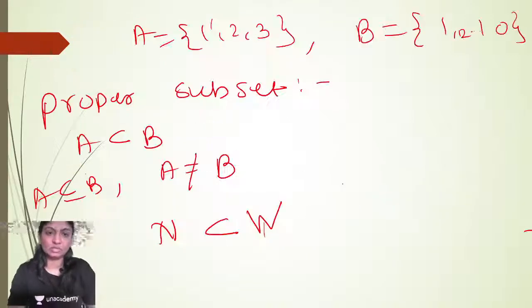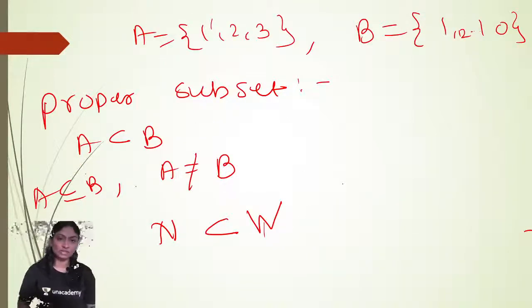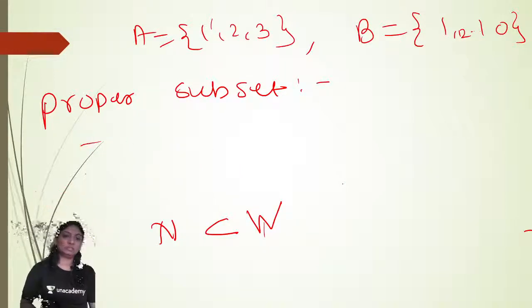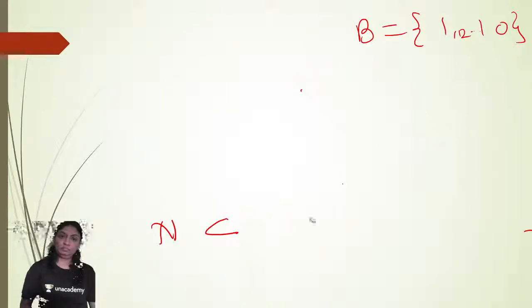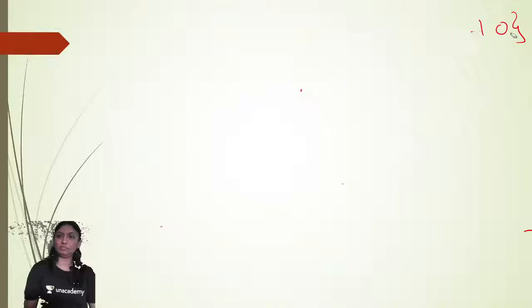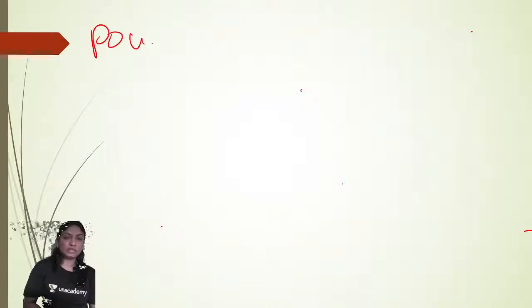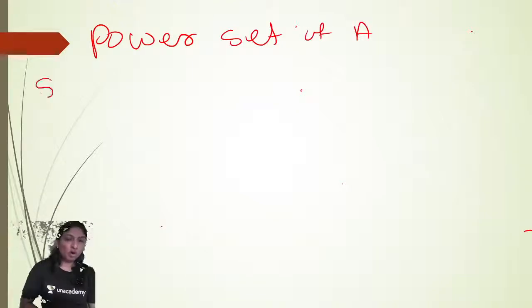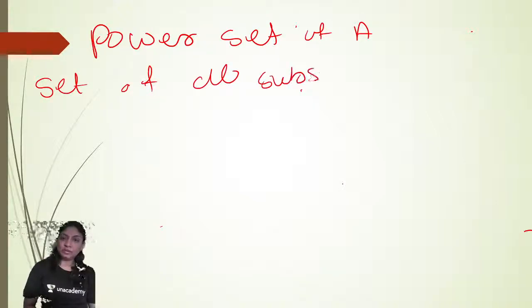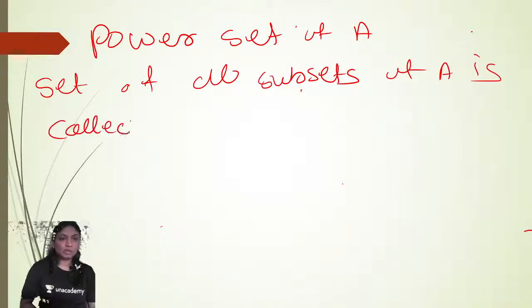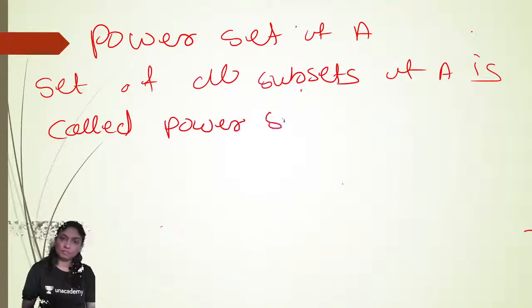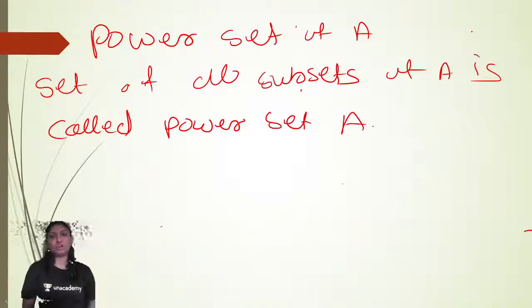Next, the power set. One thing is remaining: power set. What do you mean by power set? Power set of A means the set of all subsets of A. The set of all subsets of A is called the power set of A.